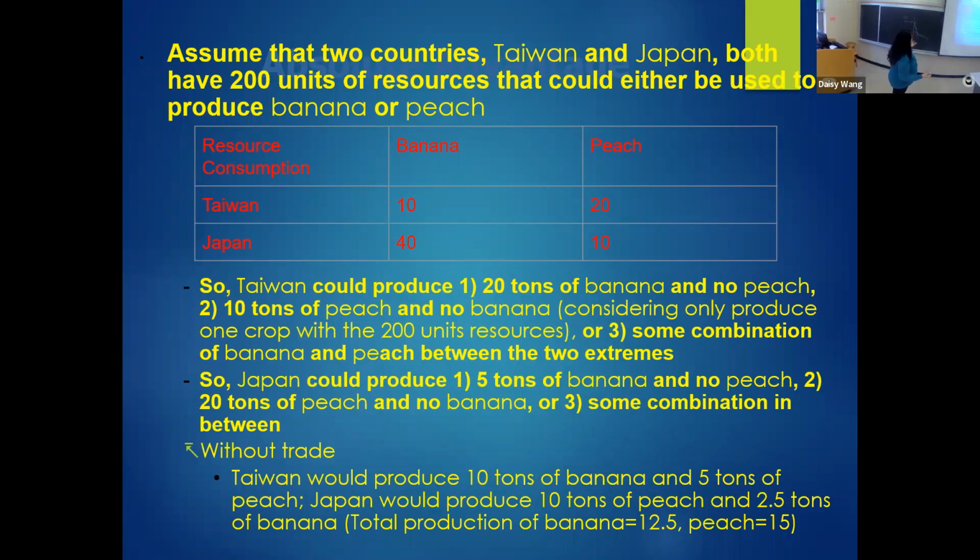So this is the line. Without trade, we could say, okay, we are going to produce 10 tons of banana, 5 tons of peach. Japan produces 10 tons of peach, 2.5 tons of banana. So totally both countries have 12.5 tons of banana, 15 tons of peach. Okay, I'm going to show you the next table.